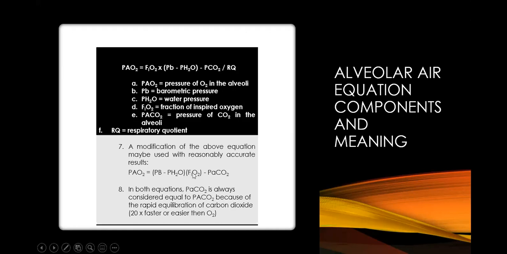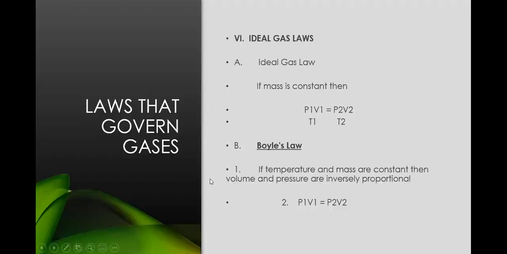No. It's multiplication, so it doesn't matter if it's over here or over here. It can be FiO2 times the P bar minus water pressure, or you can do P bar minus water pressure times FiO2, because you're gonna do what's in parentheses first anyway, right? So the P bar minus the water pressure, you're gonna do that first, and then you multiply by the FiO2, and then subtract the CO2 and the RQ from it, okay? Don't forget.